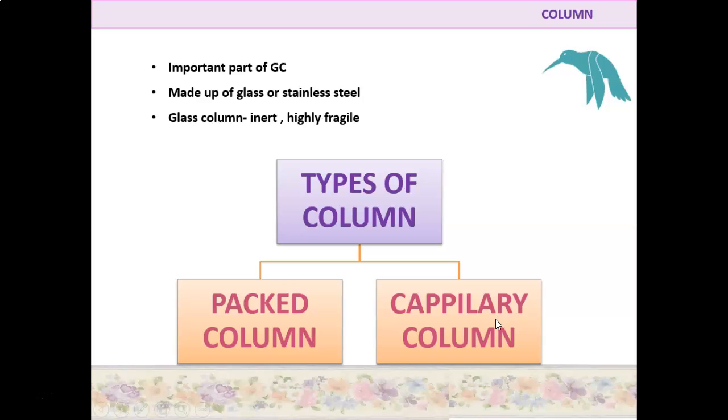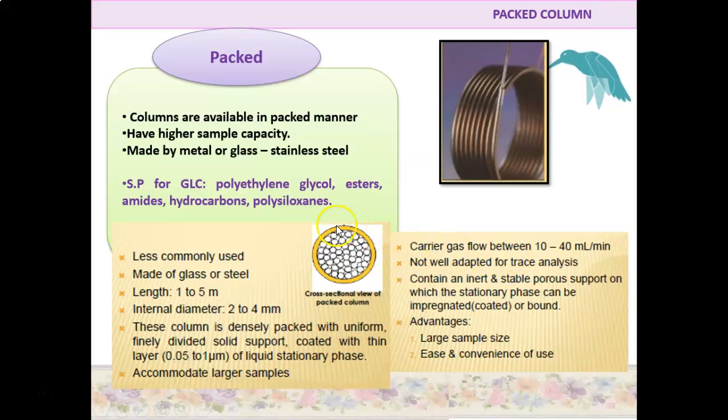The column is an important part of gas chromatography. It is made of glass or stainless steel. The glass column is inert but highly fragile. We have two types of column: the packed column and the capillary column. Let's look at the properties of the packed column.